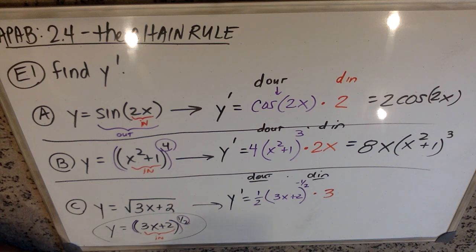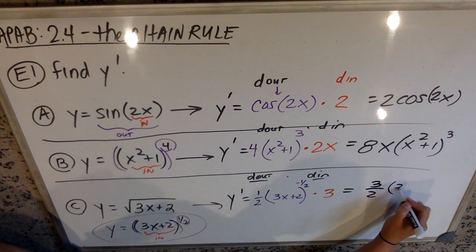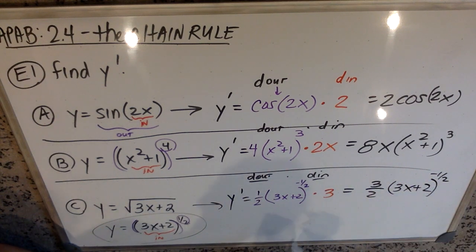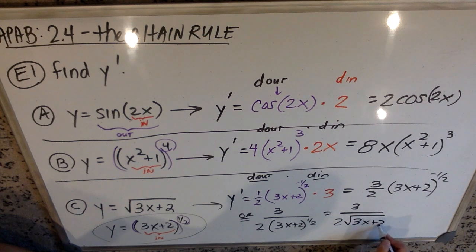So when I rewrite this, I get 3/2 times this whole thing, (3x plus 2) to the negative 1/2. That answer's fine, or I could rewrite it, putting that stuff on the bottom, and make this 3 over 2 times the whole quantity to the 1/2 on the bottom, or I could write it with that as a root on the bottom. Any of those would be fine.